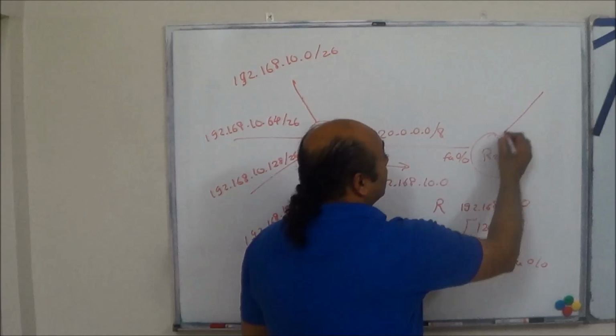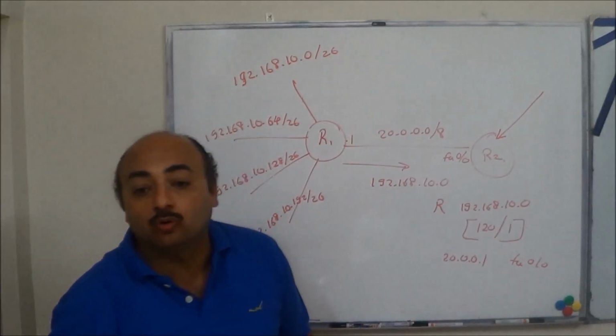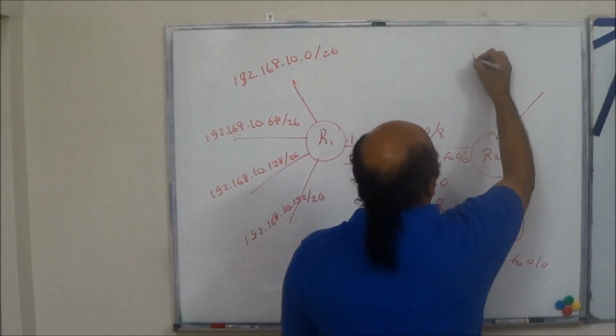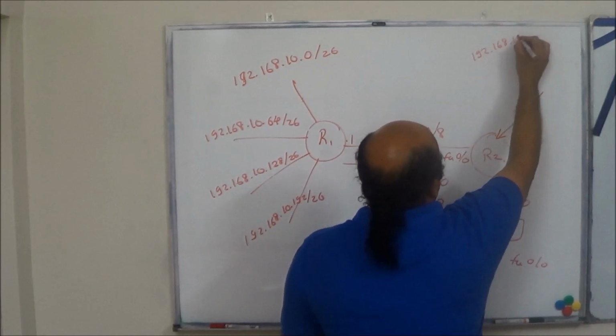Now imagine a packet comes in here. For what? Let's say 192.168.10.1.